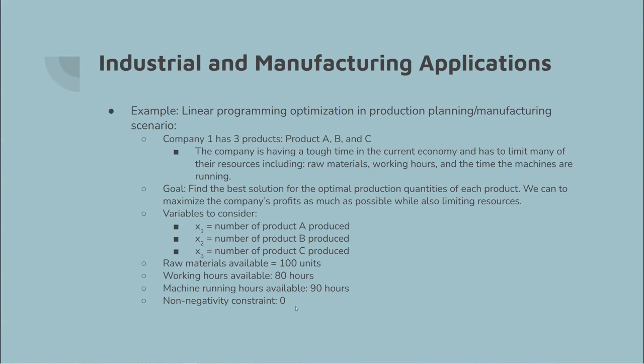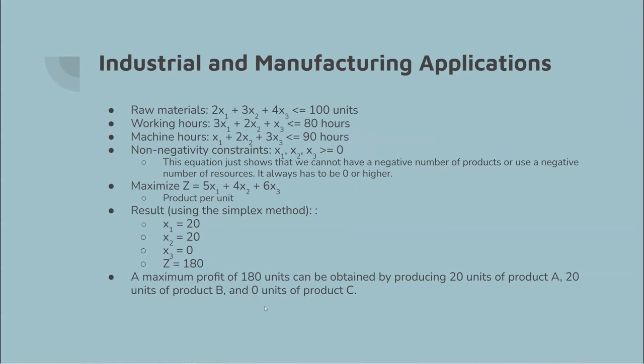And then we're also going to include this non-negativity constraint and put it at 0. This just means that we can't take any negative values. For example, you can't really manufacture a negative number of products or use a negative number of resources. So with that information, we can make our equations for our linear programming algorithm.